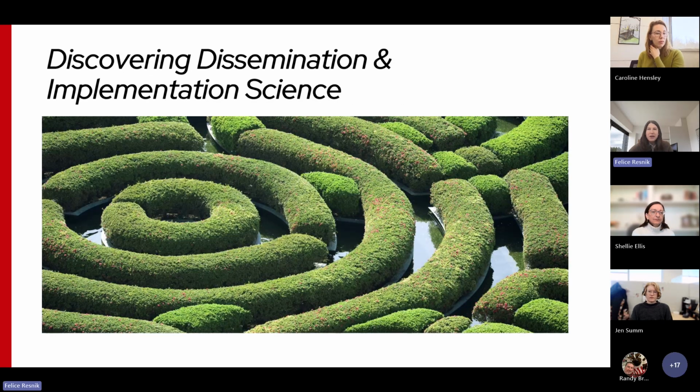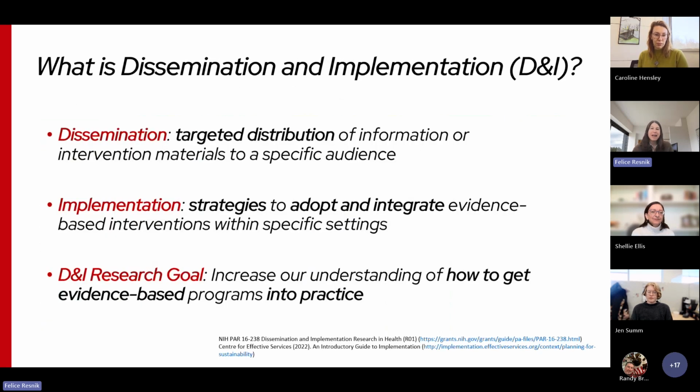So what is the world of D&I science? What is this maze I'm talking about? First things first, I'd like to level set by defining what we're talking about. The thing about dissemination and implementation is we hear these words often, and so we think we know what they are, but we're talking about them in very specific ways. First, dissemination is a targeted distribution of information or intervention materials to a specific audience. And audiences are broad and can be defined based on a specific project or context, but it's targeted distribution of that information.